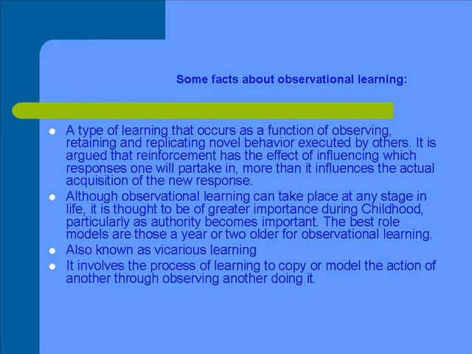The type of learning that occurs as a function of observing is the ability to retain and replicate a skill executed by others. Observational learning can take place at all stages in life, but it is thought to work better during childhood, particularly as authority becomes important. It is also known as vicarious learning. It involves the process of learning to copy or model the action through observing another.